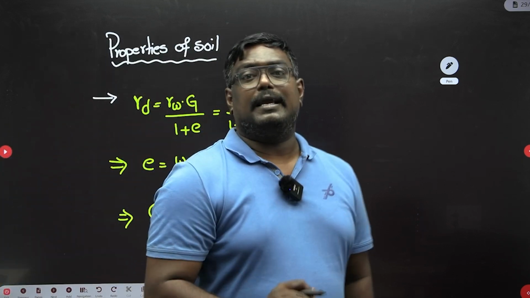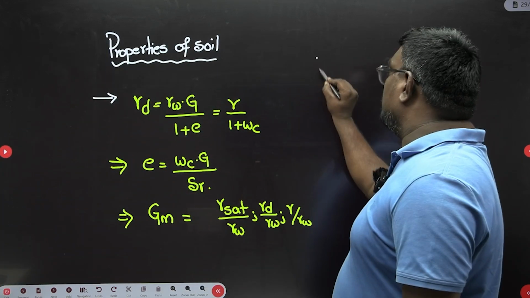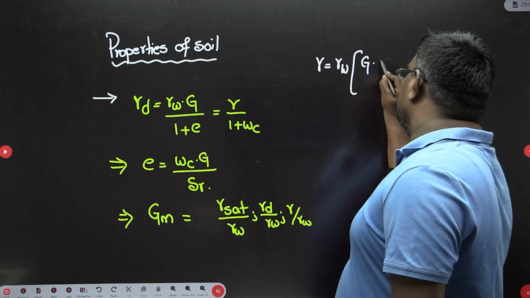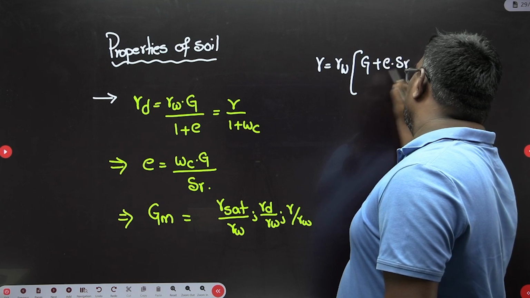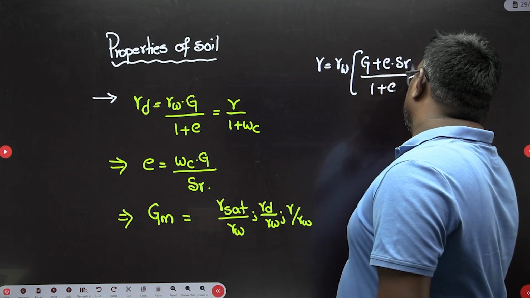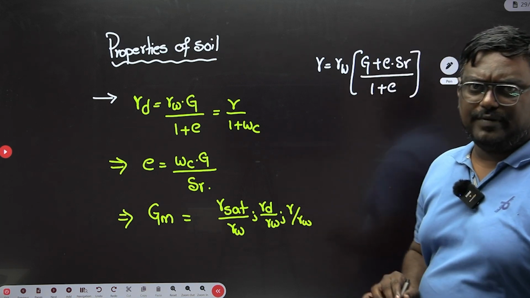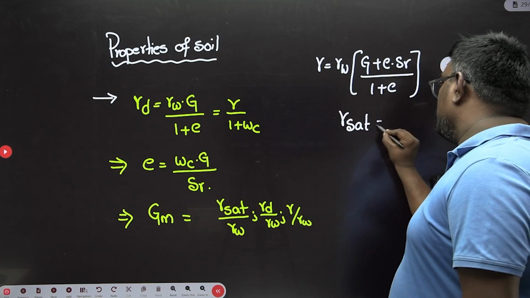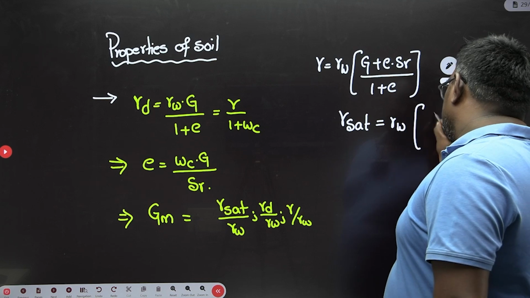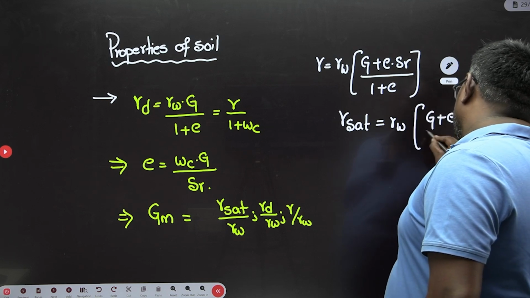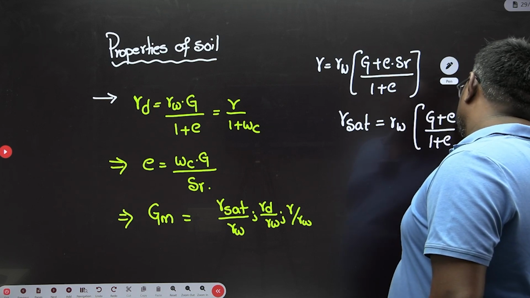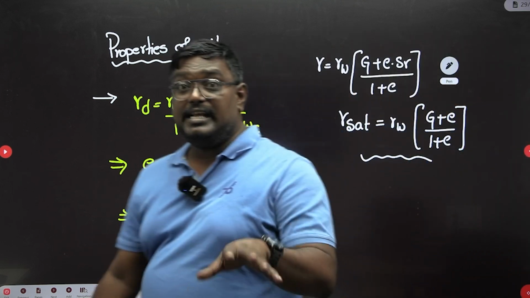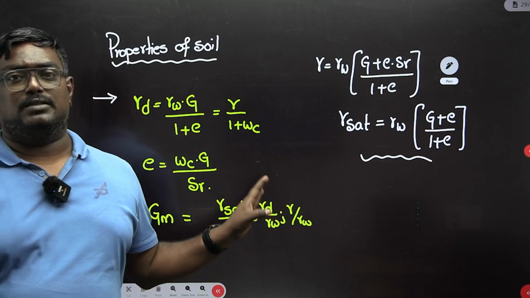And similarly, they can ask you different formulas like gamma. Gamma is nothing but the bulk unit weight, gamma W into G plus E into SR upon 1 plus E. Or what is the saturated unit weight, anyone? Saturated unit weight can be written as gamma sat is equal to gamma W into G plus E upon 1 plus E. So all these formulas will play a very important role in the properties of soil. At least you should be aware of these basic formulas, okay?